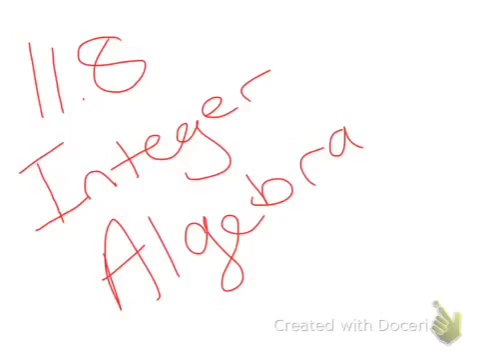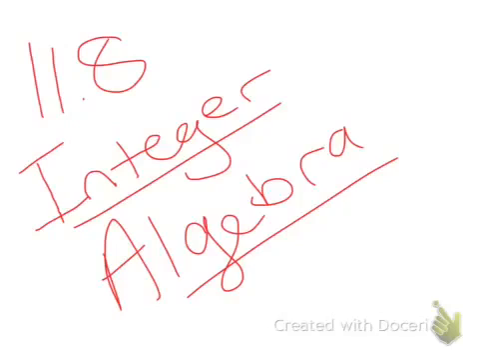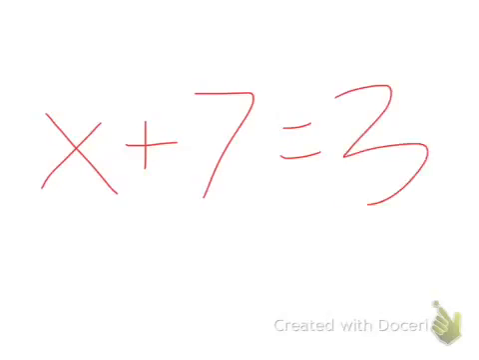All right, integer algebra. So all we're doing in the video today is working on some integer stuff that also combines algebra. So we're not really learning anything new that we didn't already know. We are simply putting two things together. I'm going to give you an example of what that's going to look like. First problem is going to be x plus 7 is equal to 3. Now, this is going to require some knowledge of both algebra and of integers.